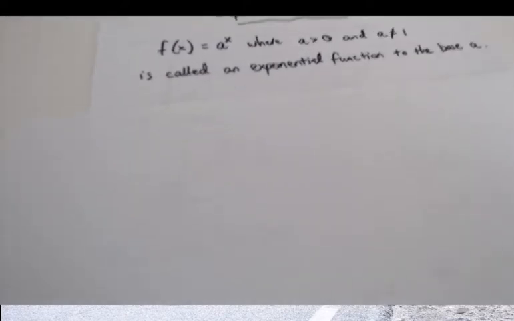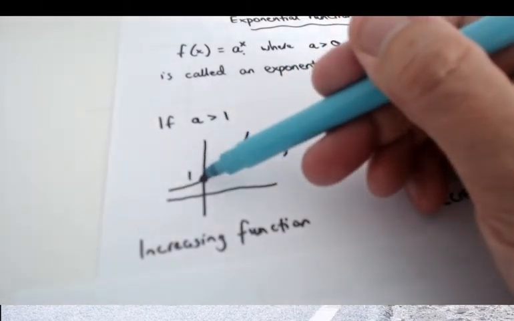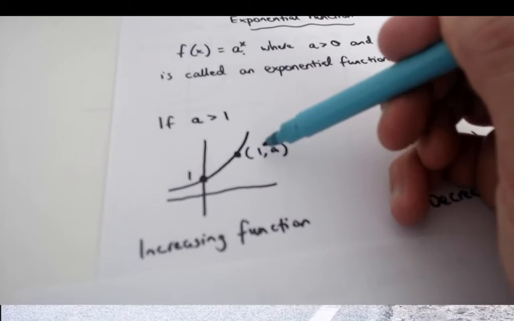Right, let's have a wee look at what we're going to be looking at. First of all, if this a number in here is bigger than 1, then we have an increasing function. So we have a graph that will go up the way. Now notice the graph will cross at the point 1, and the coordinates of this point will be 1 and then whatever this a letter actually is. And this is what we call an increasing function.